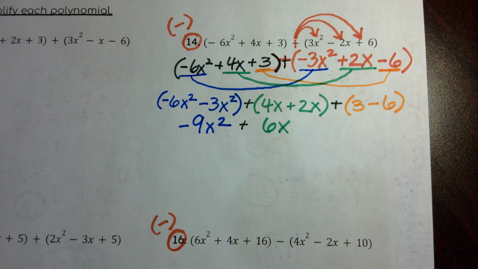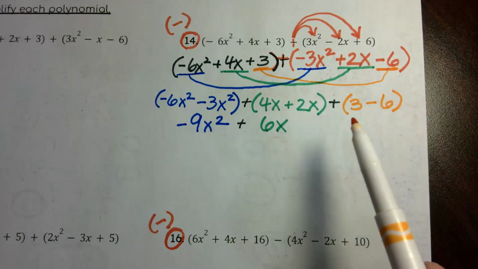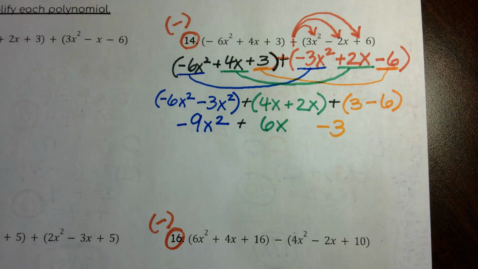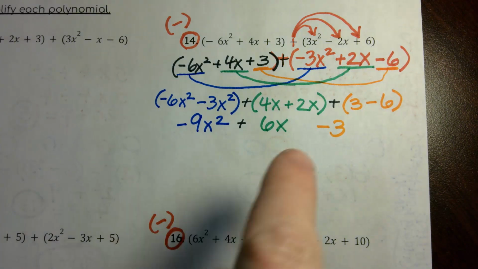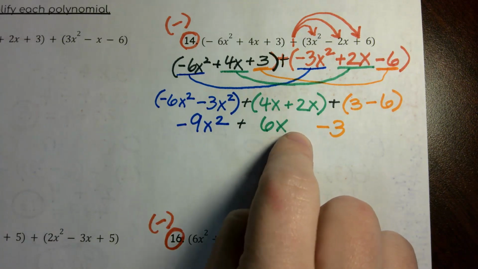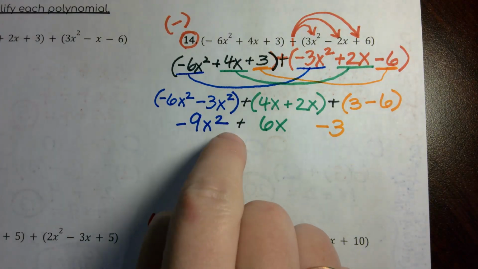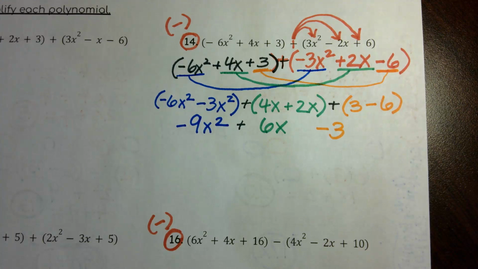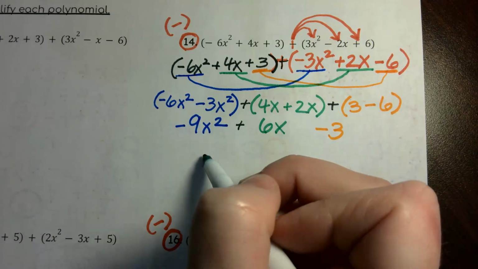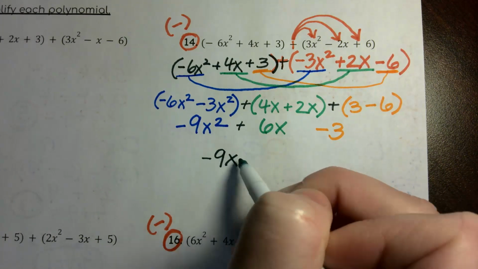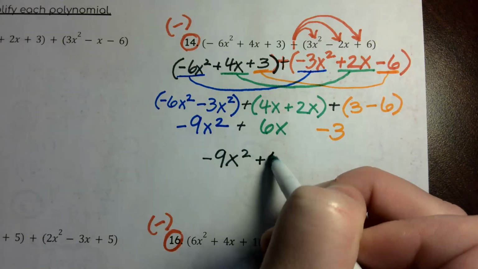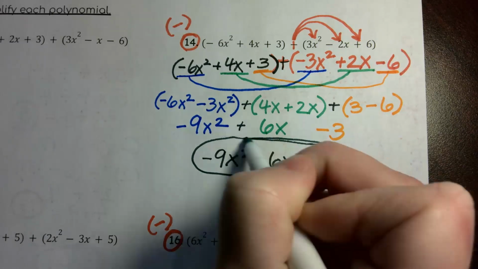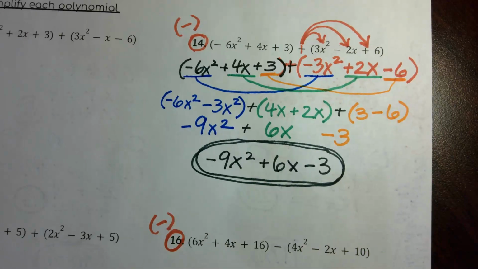Now we have 3 minus 6. Negative 3. So let's write negative 3. Since that was a negative, we don't have to write the plus sign there. We know it's just negative 9x squared plus 6x minus 3. Now there's no more like terms, so I'm just going to rewrite my terms a little closer to each other so they look a bit more organized. And then I'm going to circle my answer. Negative 9x squared plus 6x minus 3.